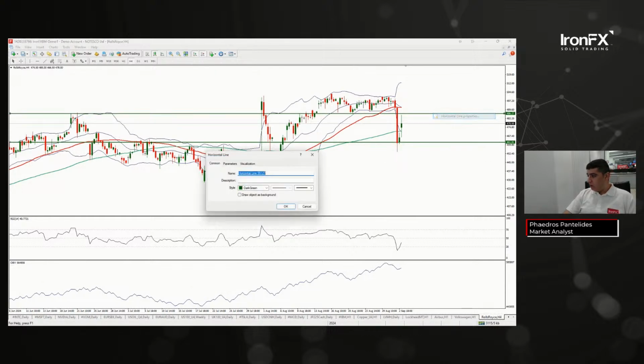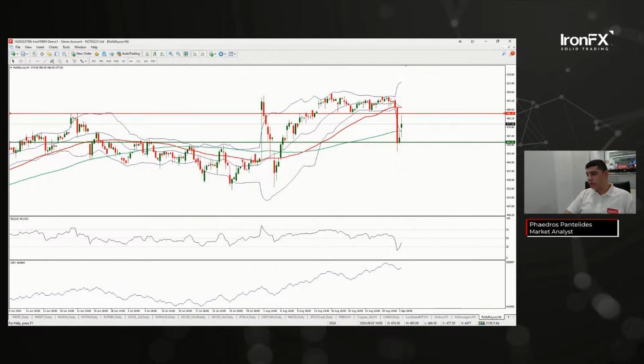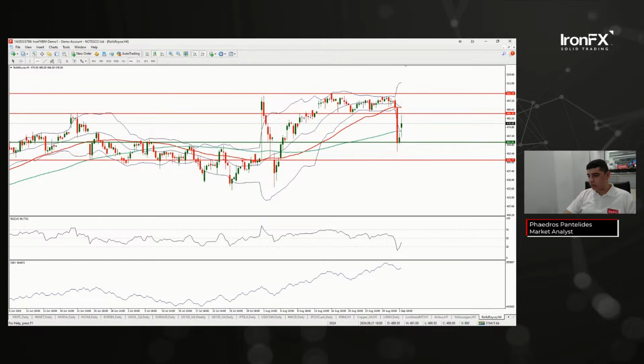For me, R1 would be at 486.30. So this would be my R1. This acted as support. When it broke below, it has now turned to resistance, so that is my R1. R2 is at the high here. Selling pressure moved lower, 503.20. For S1, 461.80. I will be readjusting this in just a moment.